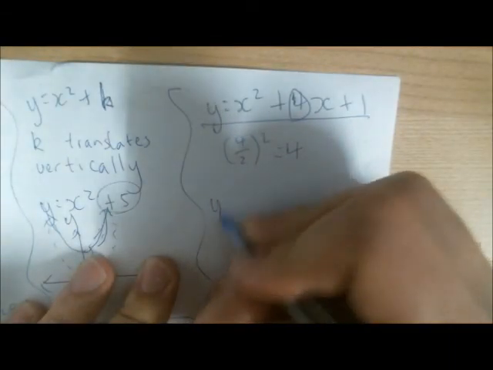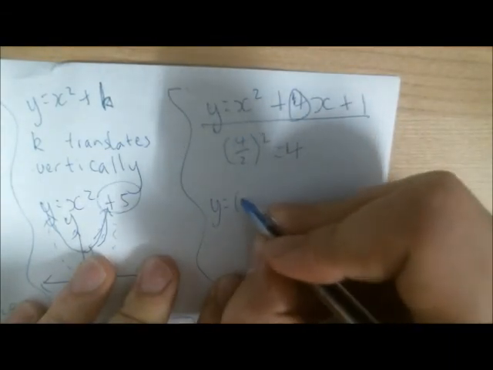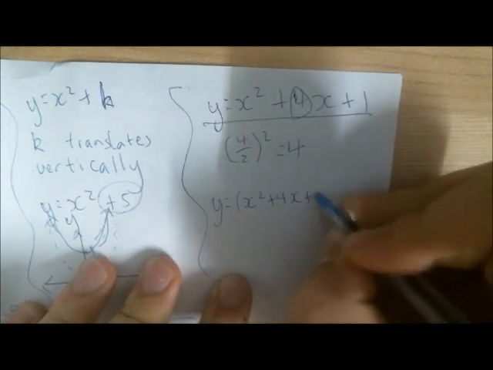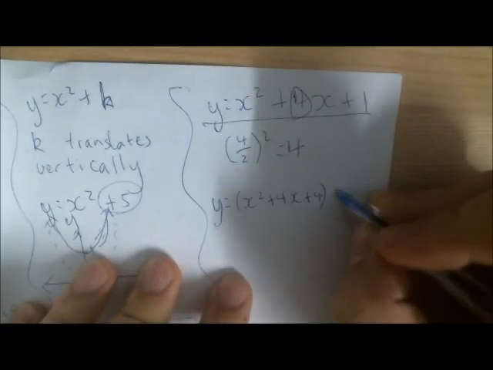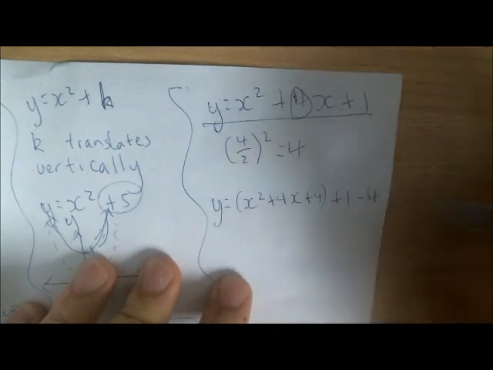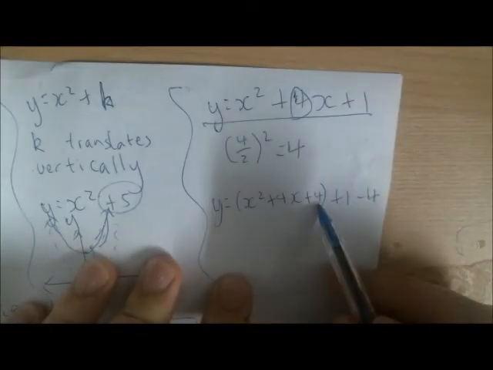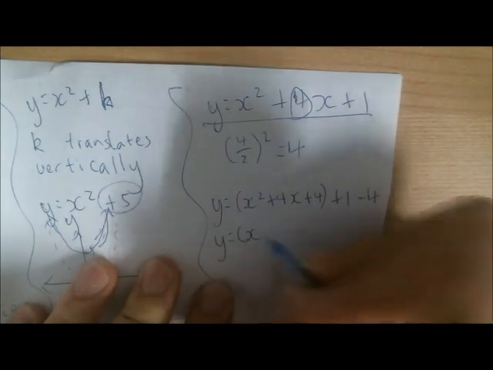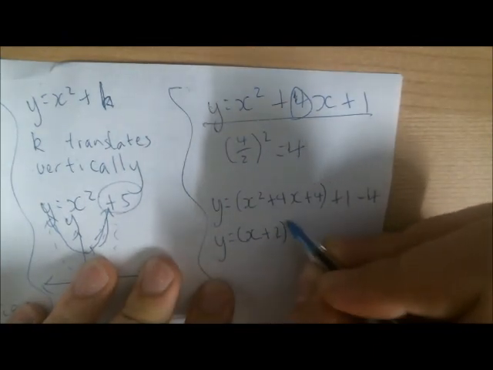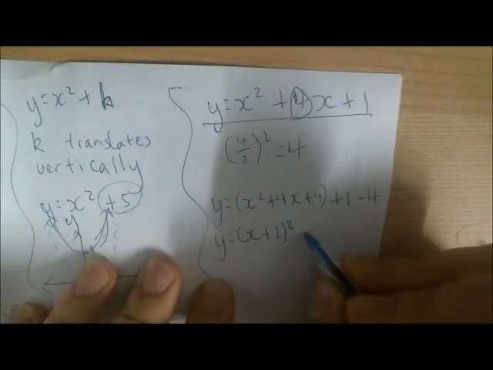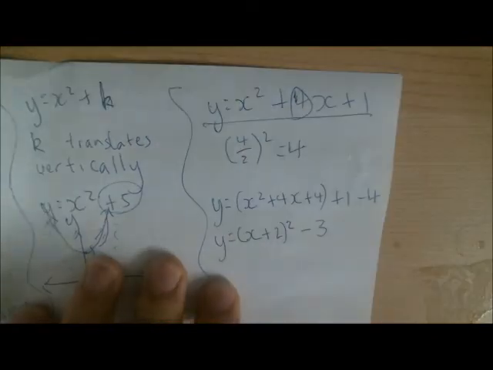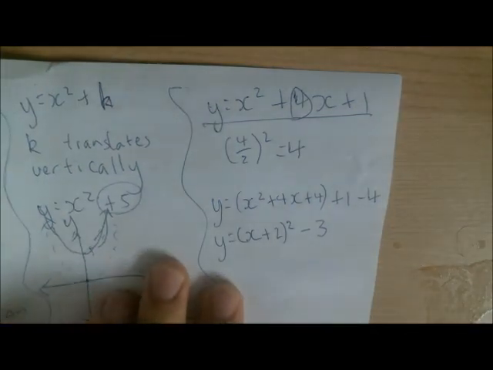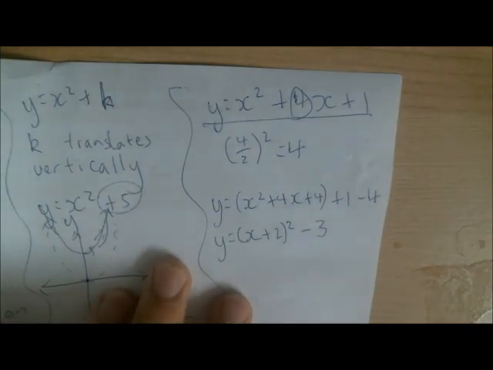Now, this will look like x squared plus 4x plus 4 will be the squared part. We've got plus 1 minus 4. So this will turn into (x plus 2) all squared, and I'm going to simplify the numbers into minus 3. As you can see, a nice, neat completing the square.